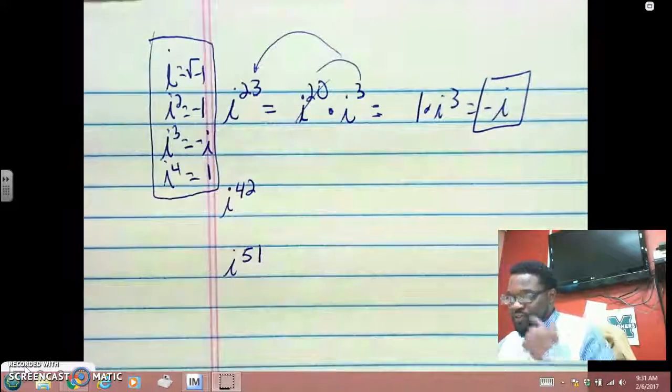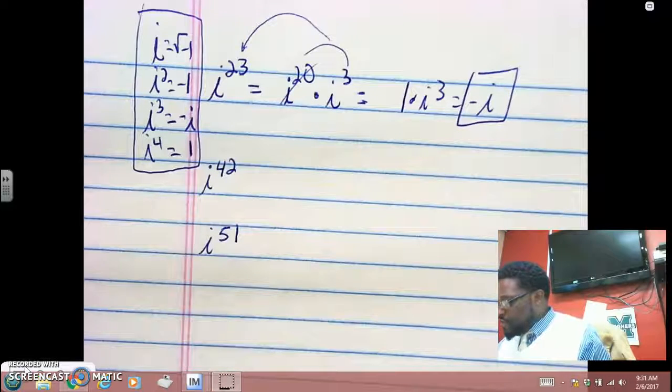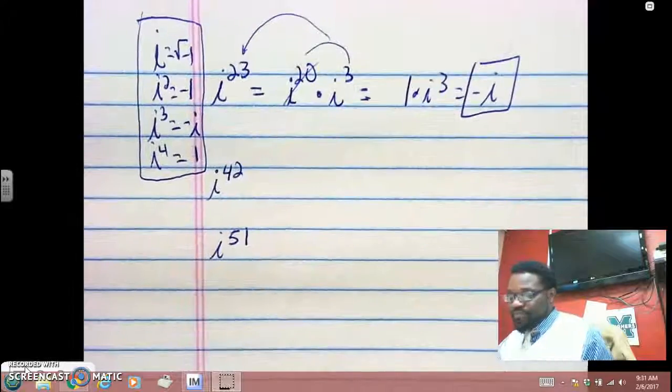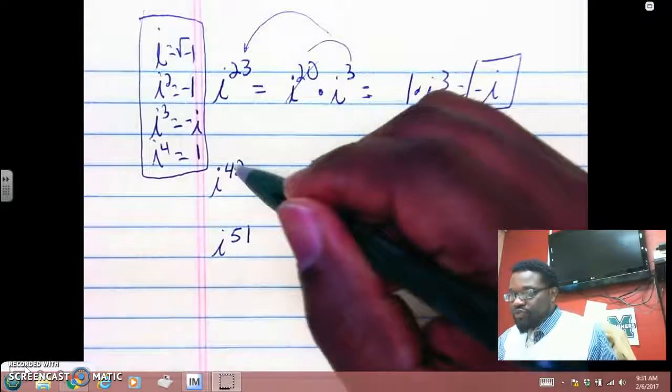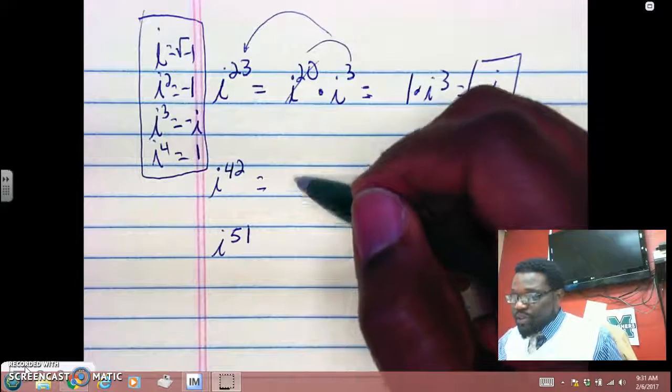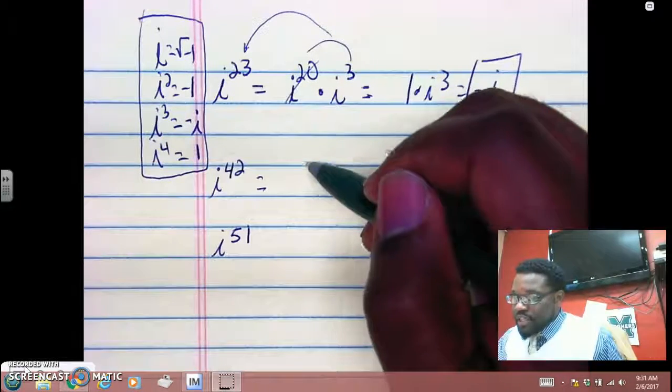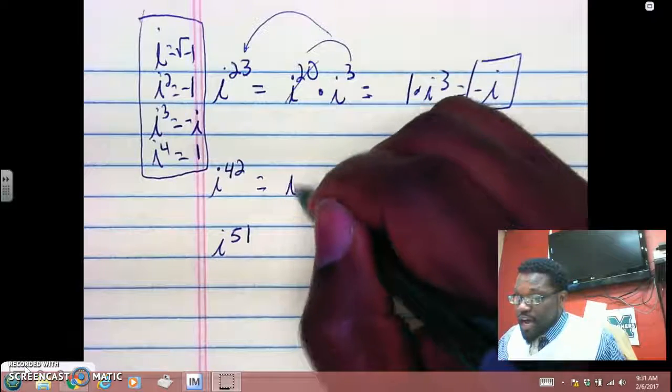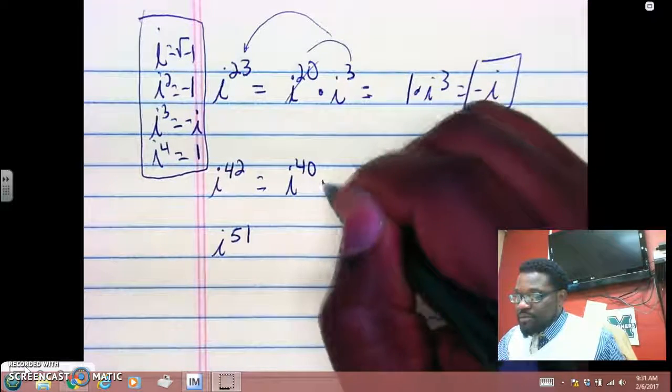You just simply look for the biggest multiple of 4 that you can find and rewrite it. So, does 4 go into 42? If you don't know, you get your calculator. The answer is no. And so you keep looking, so you say 41. Then you say 40. i to the 40th times i squared.